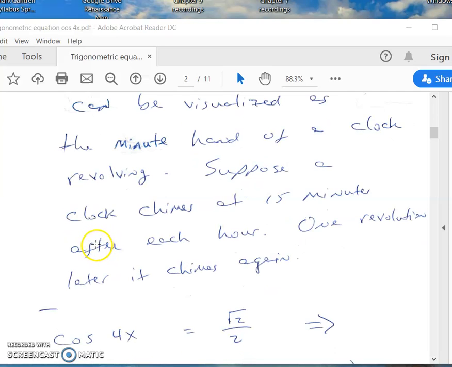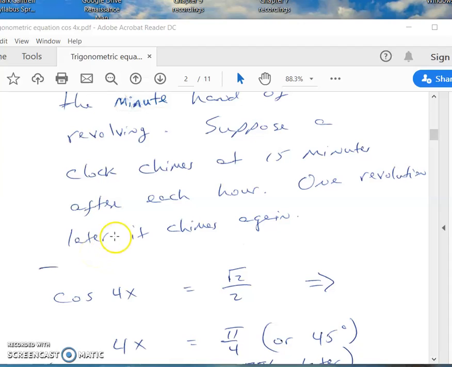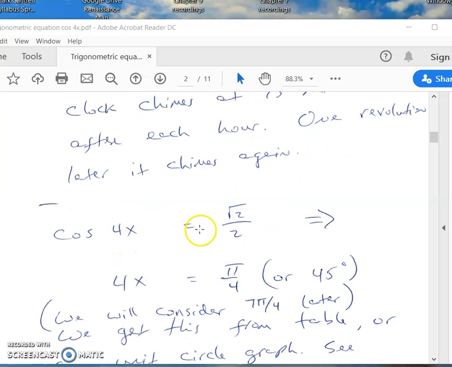One revolution later, it chimes again. One revolution later, it chimes again, and so forth. So every revolution, you hear another chime. Well, the metaphor is that that chime is a solution. If you have a chime, then one revolution later you have another chime. The same idea: if you have a solution, one revolution later you have a solution again. Okay, so let's go ahead and get working on the solution.